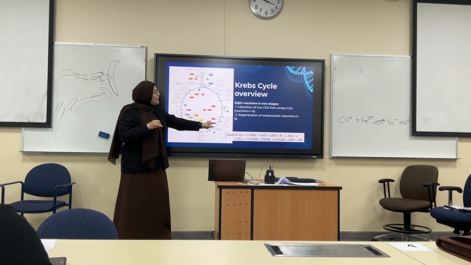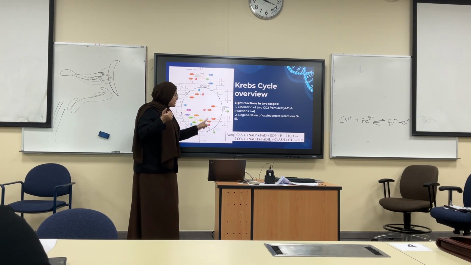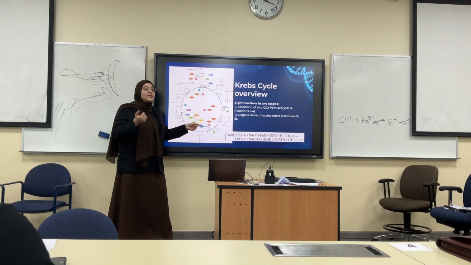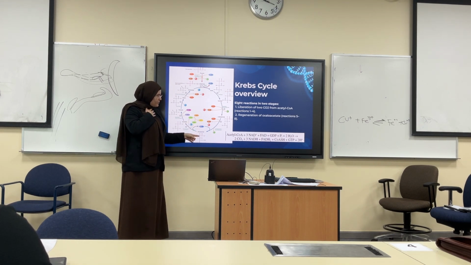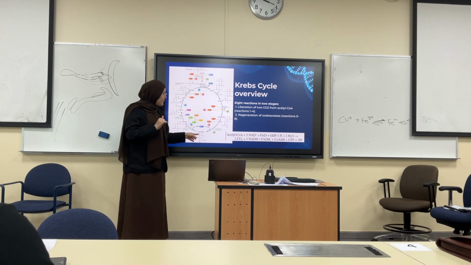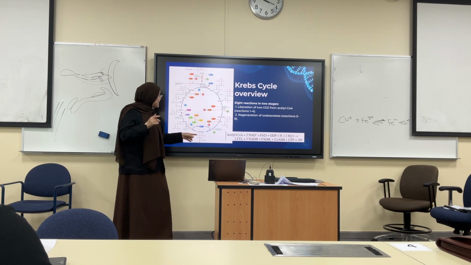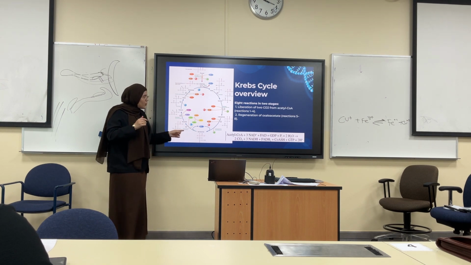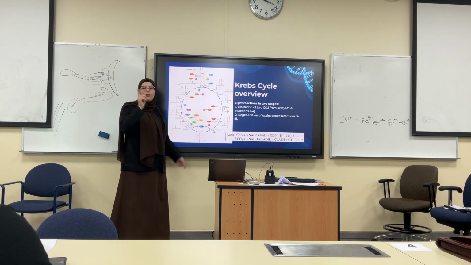So next, after that, we have the alpha ketoglutarate. It's going to undergo the same thing. It's going to release CO2 and make an NADH. It's going to undergo oxidative decarboxylation to form succinyl-CoA, okay? Now, this is also going to lose the CoA. It's going to become succinate. And when this happens, it's going to form 1 ATP.